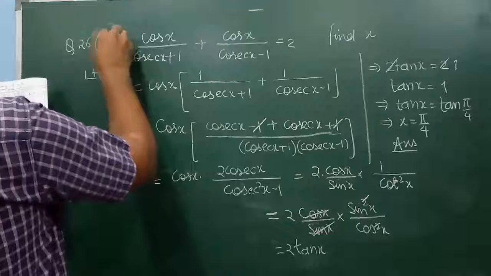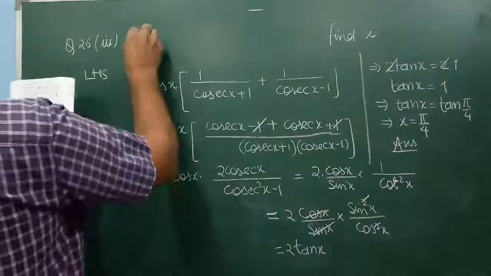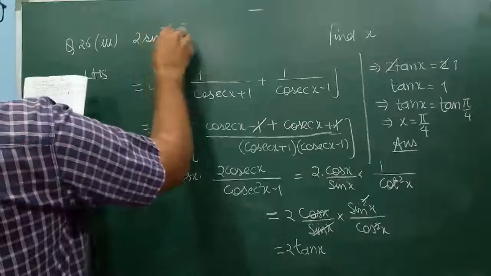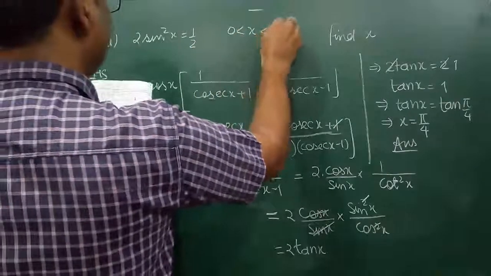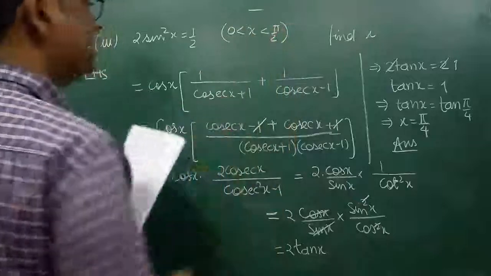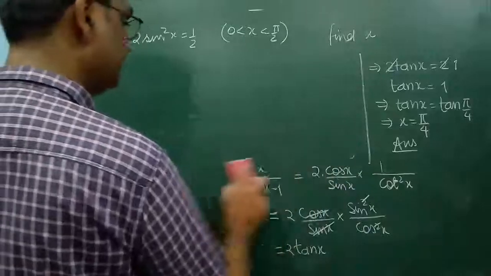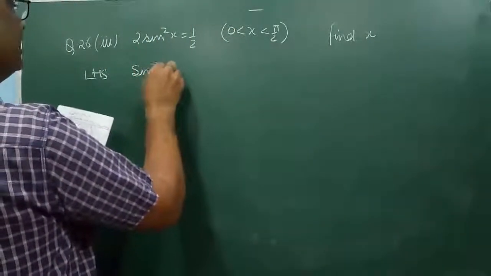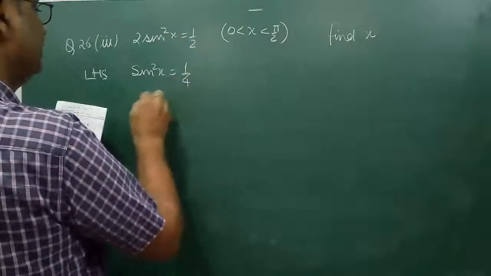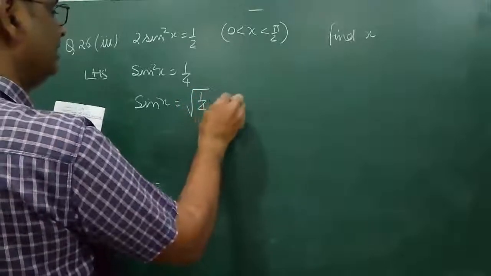Now see the third part. It is 2 sin square x equal to 1 by 2, where 0 is less than x is less than pi by 2, means the value of x lies in first quadrant. We have to find our x again. Very simple it is. Here it is sin square x. This 2 we can take here, 1 by 4. Sin x is equal to root 1 by 4, and here it is 1 by 2.